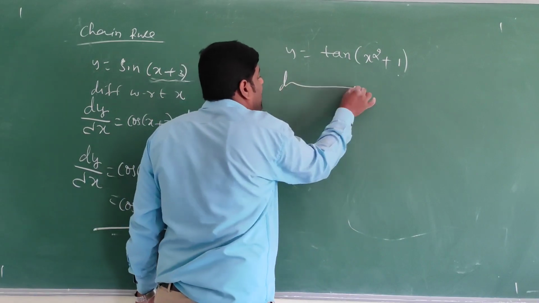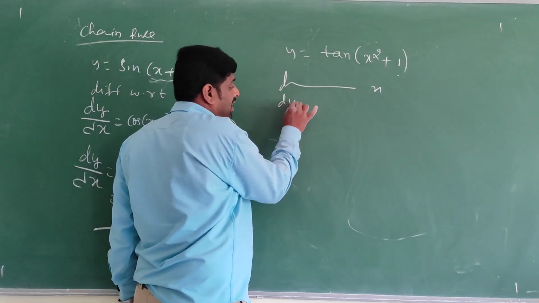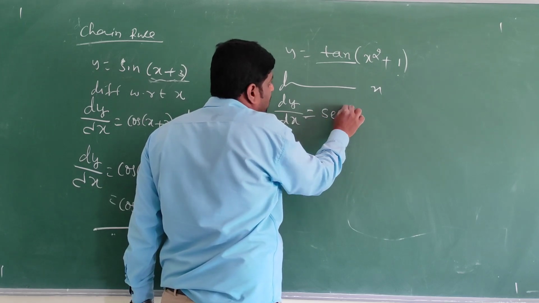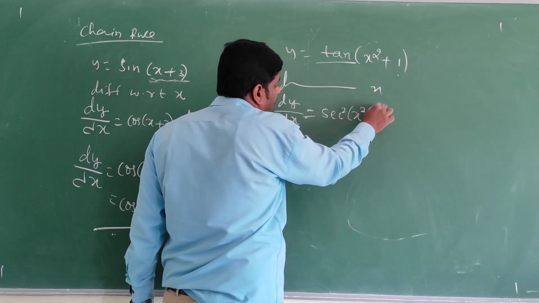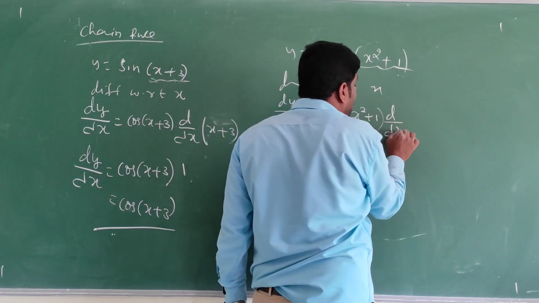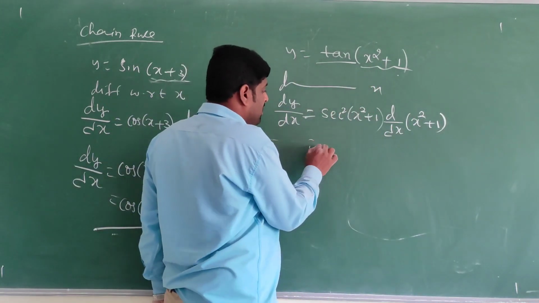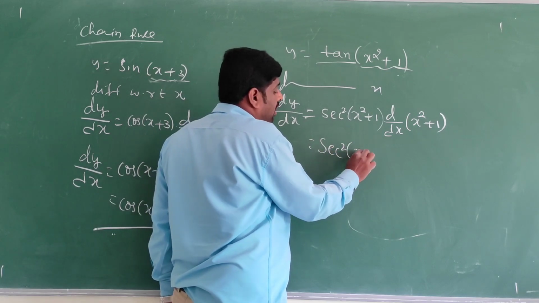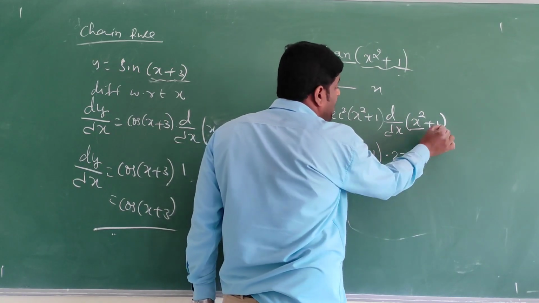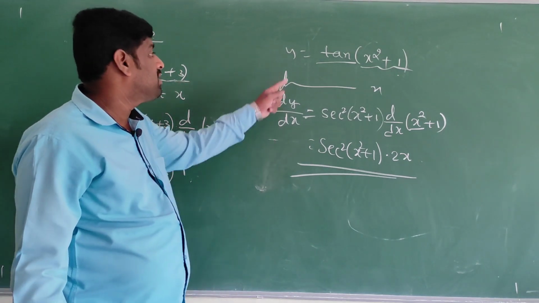Okay, differentiate with respect to x. Y differentiation is dy by dx. Tan differentiation is secant square of x square plus 1. Here I will differentiate this one also, d by dx of x square plus 1. That is secant square of x square plus 1 into x square differentiation is 2x. 1 differentiation is 0.